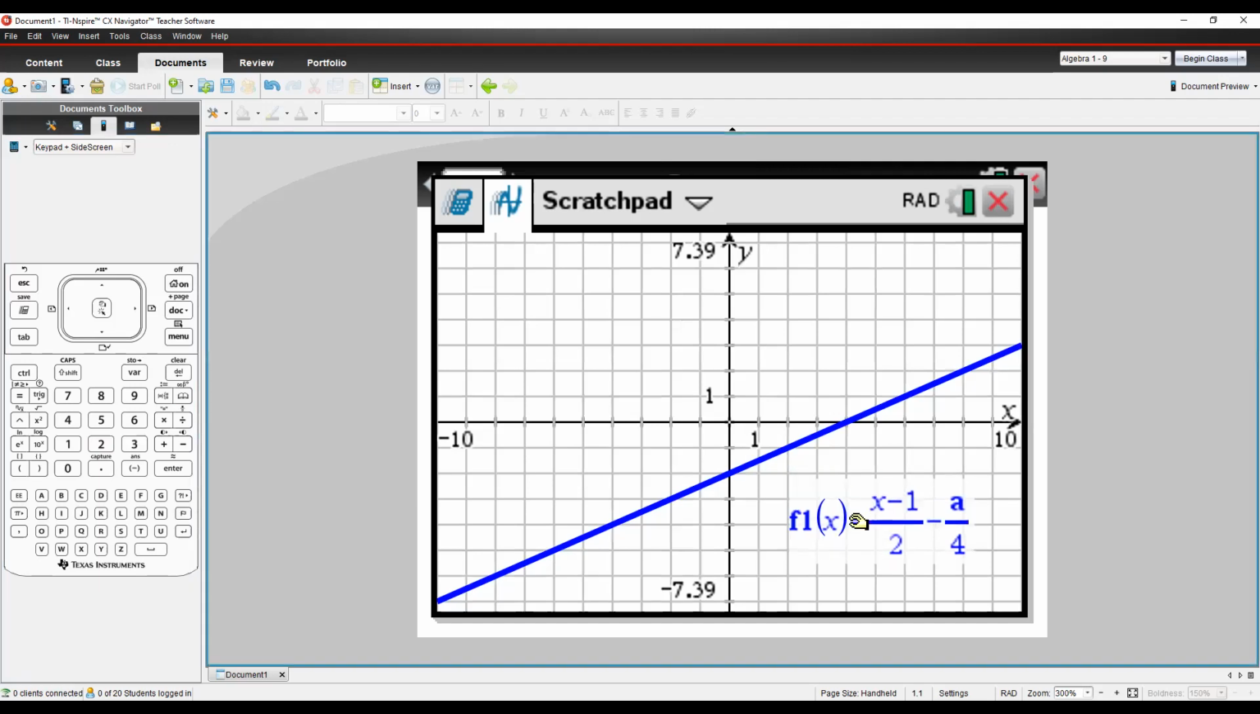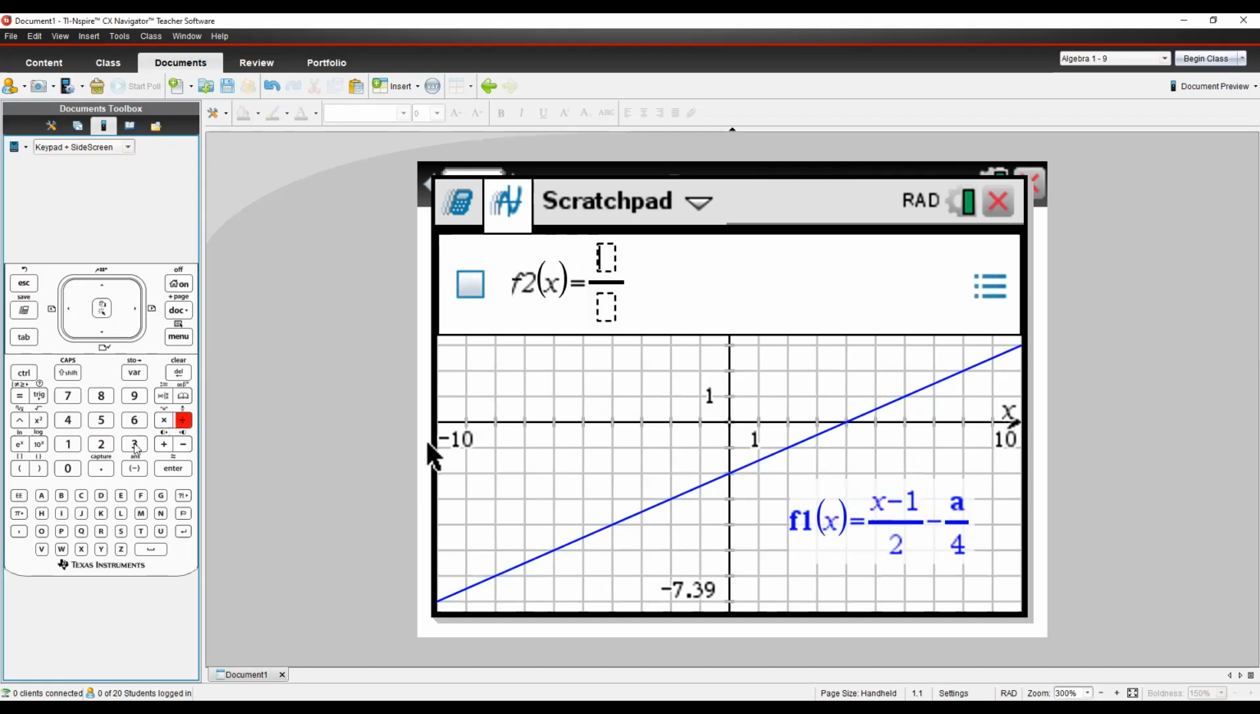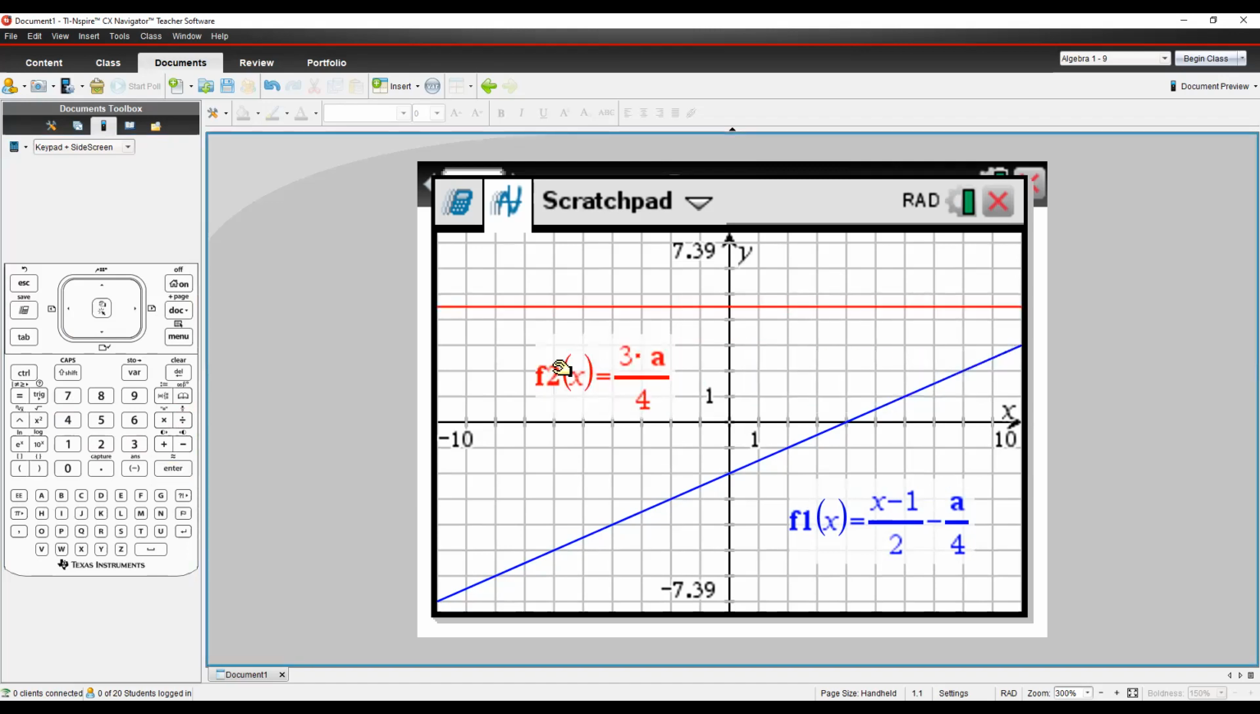So that's the one function. Now I'm gonna go to tab and enter the right-hand side. So this is gonna be control divide, and then 3a over 4. And then I press enter. Now, here's the red one up here. You can see that they intersect over here to the right. So watch what I do. I'm gonna grab the graph paper.